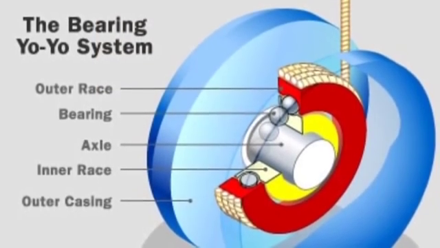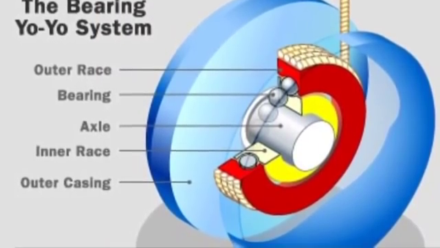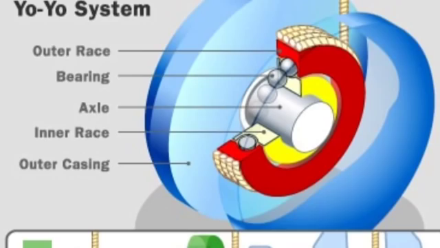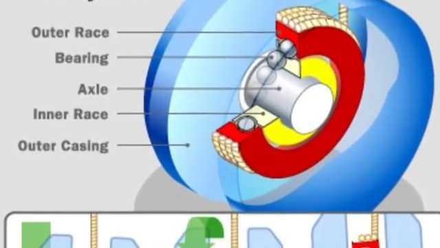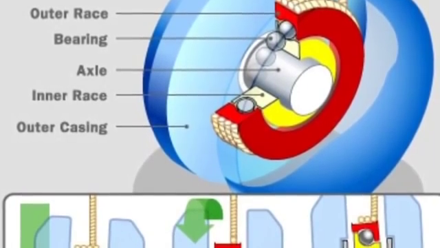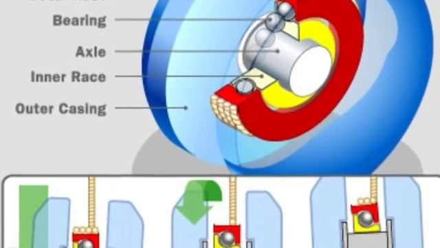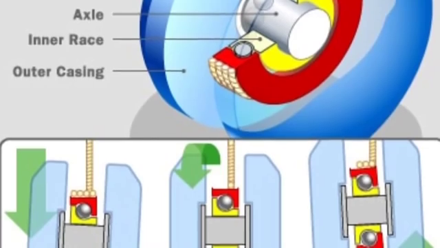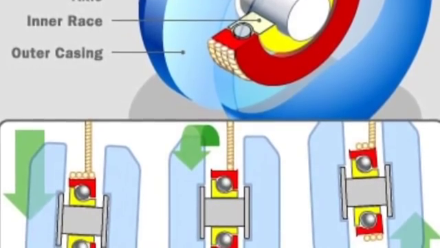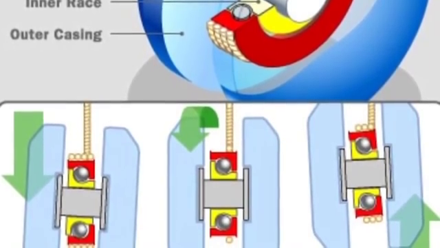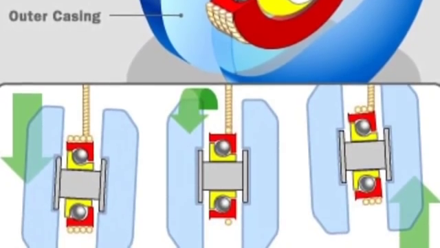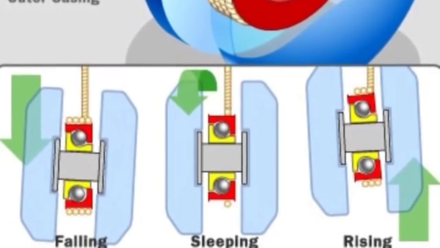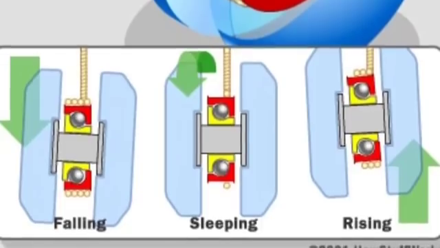As you can see, this shows the bearing system of a yo-yo. In the diagram, it shows the outer race, the bearing system, the axle, the inner race, and the outer casing of a yo-yo. At the bottom of the page, it shows you basically what each part does when the yo-yo is falling, when the yo-yo is sleeping, and when the yo-yo is rising.